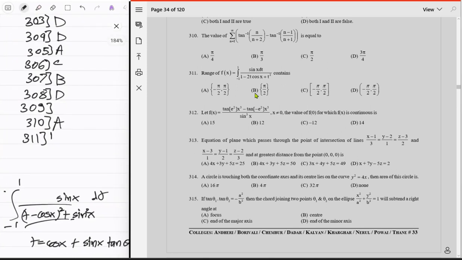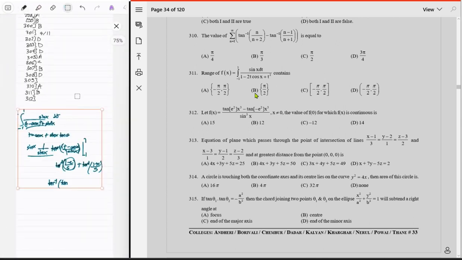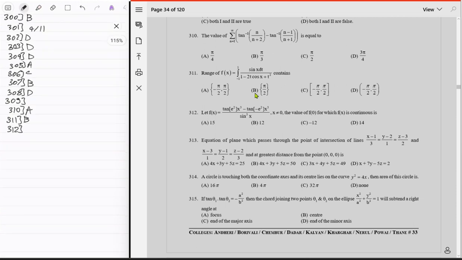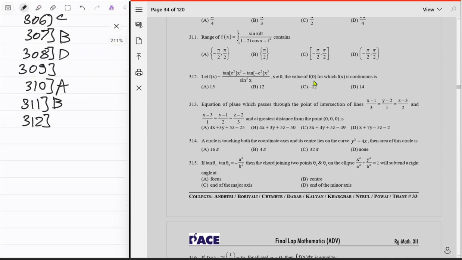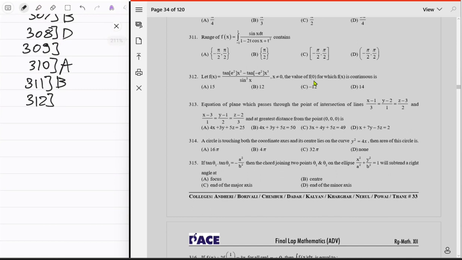Next question. 312. 312 says f equal to this thing, then find the value of f of 0 for which f(x) is continuous. We have to make this continuous at 0. Okay. Right. What is this, is it the floor function of e square or something, or is this just e squared? Nothing has been said about it here.